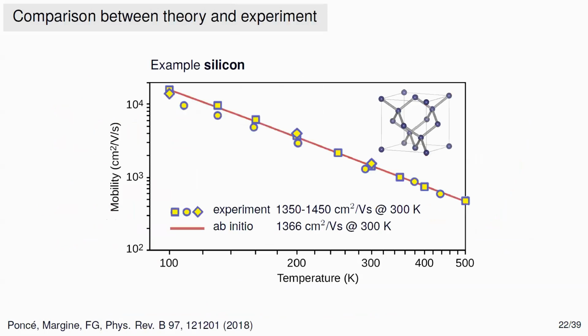So this is just 2 benchmarks to show you how predictive these calculations are. This is a calculation of the carrier mobility of electrons in silicon as a function of temperature. The yellow symbols are experiments, so measurements of drift or Hall mobilities, and the red line is the calculation. Okay? So please note the red line is not a fit to the data. It is a calculation done without any parameters from experiment.